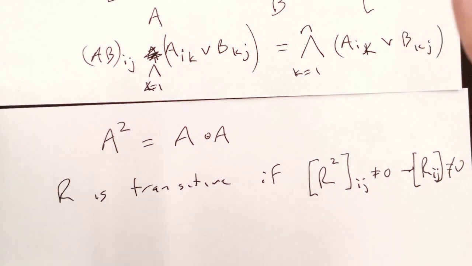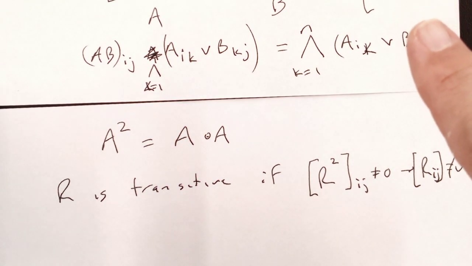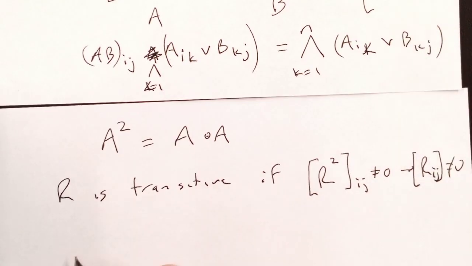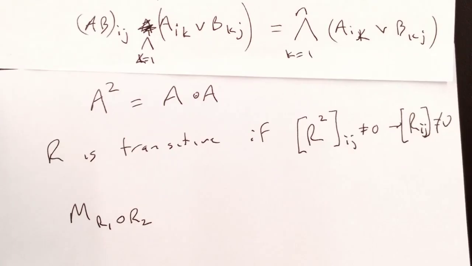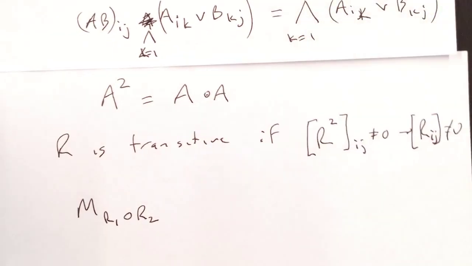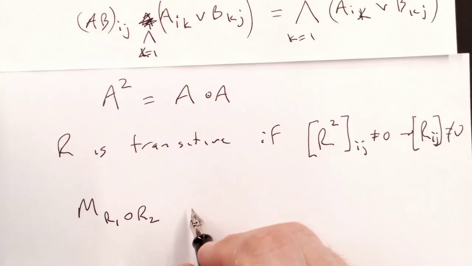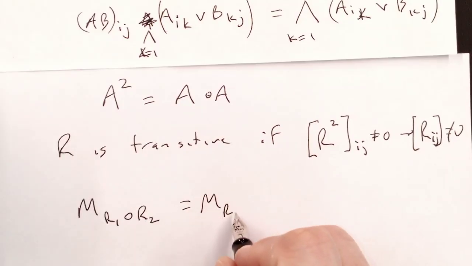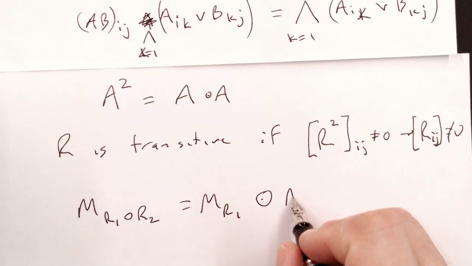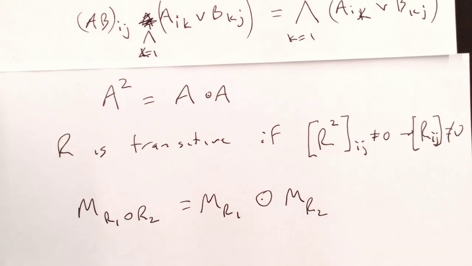We had relation 1 and relation 2 up there, right? So if I want to do the matrix for relation 1 composed with relation 2, composition, then I do the matrix for relation 1 Boolean product the matrix for relation 2.